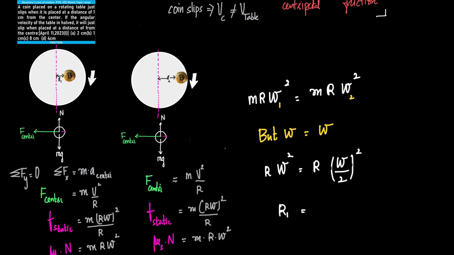All right. So according to the question, we've been given two different conditions, right? What is condition number one? Condition number one is that it is placed at a distance of 1 centimeter. What is condition number two? Okay, sorry. Both of them are placed at a distance of 1 centimeter from the center. Yeah. So in the second condition, R2 is not equal to R1. There is some displacement from R1.